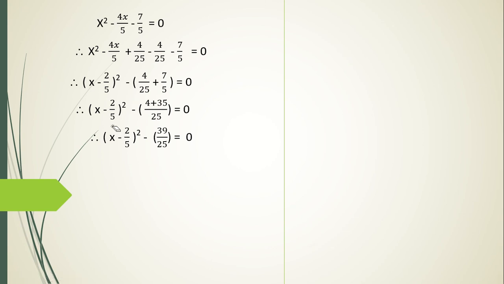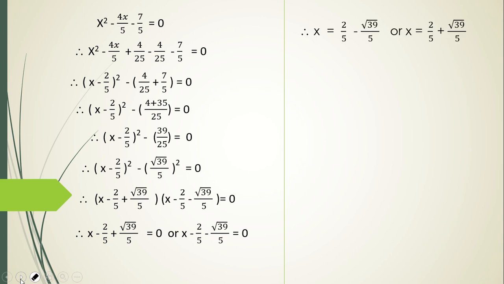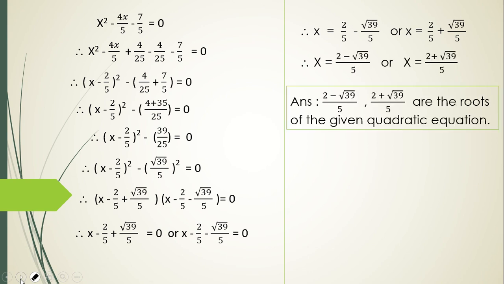So we have got a square term. Here we try to get the b square term by writing root 39 upon 5, the whole bracket square. Okay, now we got a square minus b square. So that is going to be a plus b, a minus b. And we just equate the factors to 0. And we get x is equal to 2 upon 5 minus root 39 upon 5, or the other one. And these are the roots of the given quadratic equations.